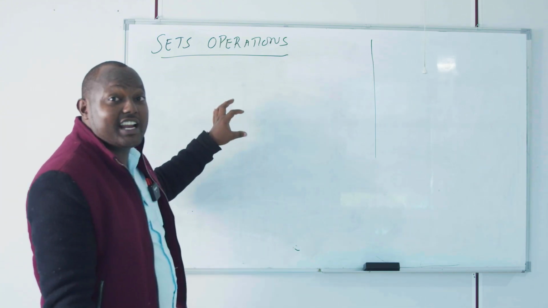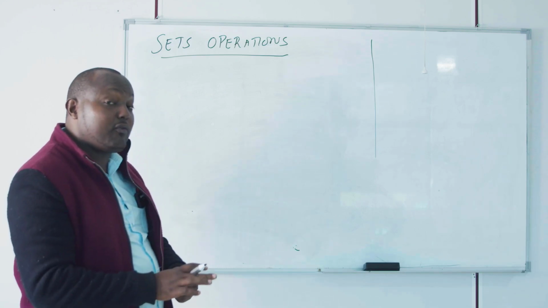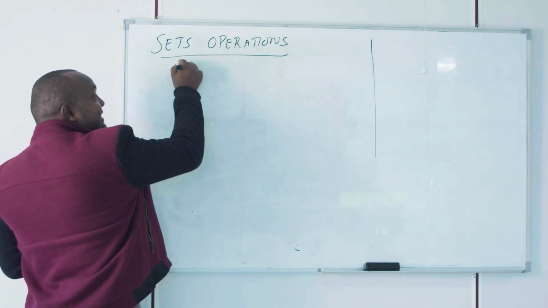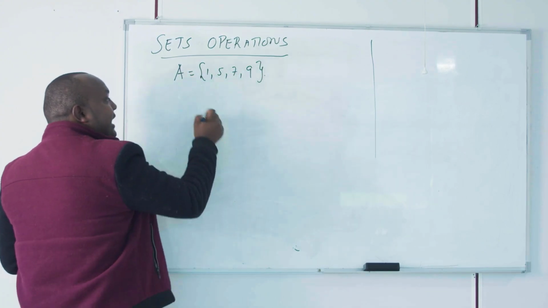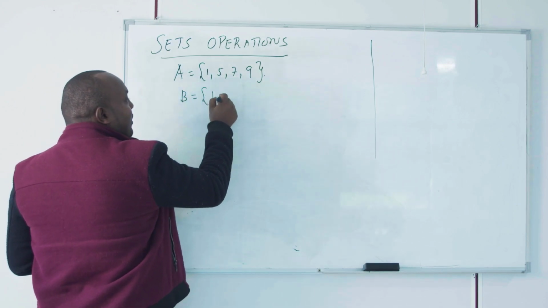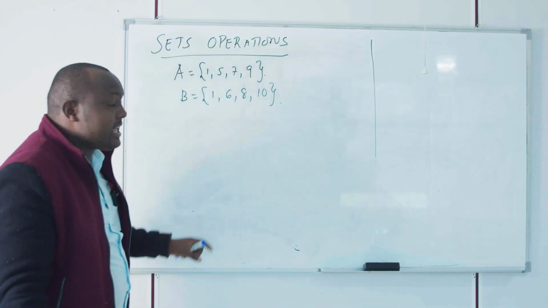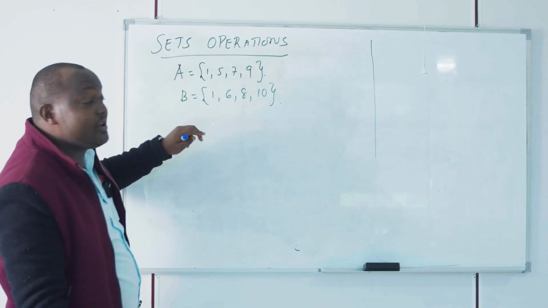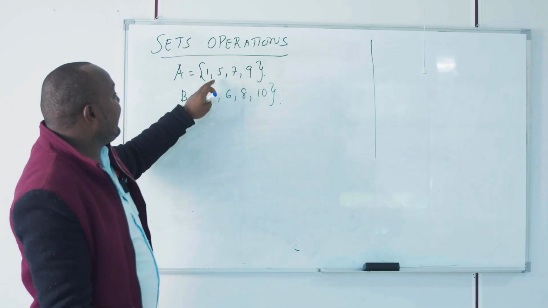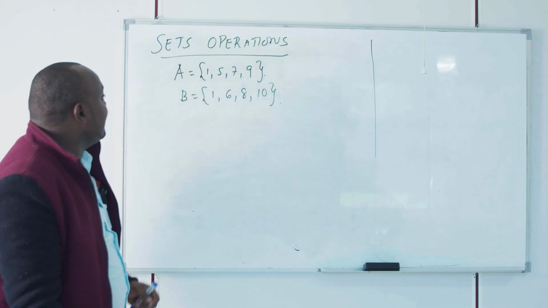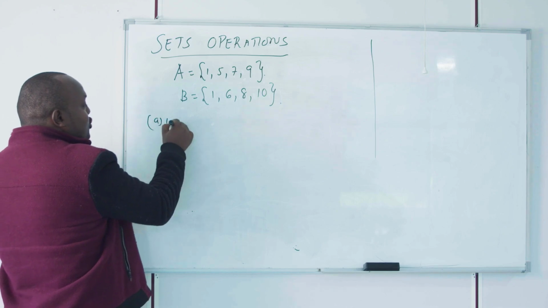So in set operations, we are going to look at the union of sets. Just a recap of what we did last time. We said if you have set A, which has 1, 5, 7, 9, and you have another set B, 1, 6, 8, and 10, we said how we name sets, it should be in capital letters. The elements are enclosed using curly brackets and are separated by commas. That's what we did. So now when you look at the union of a set, we start with the first one, union.